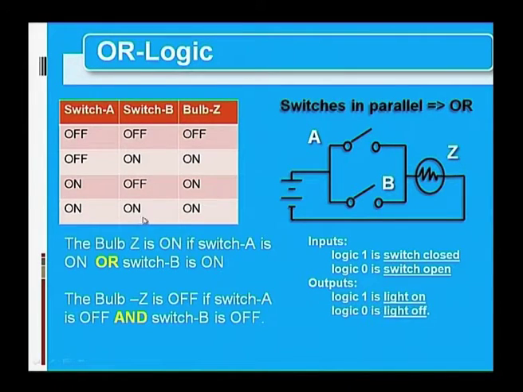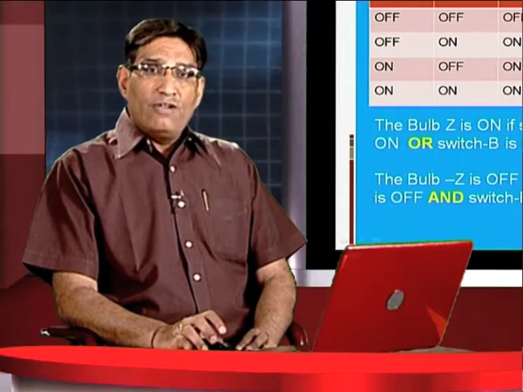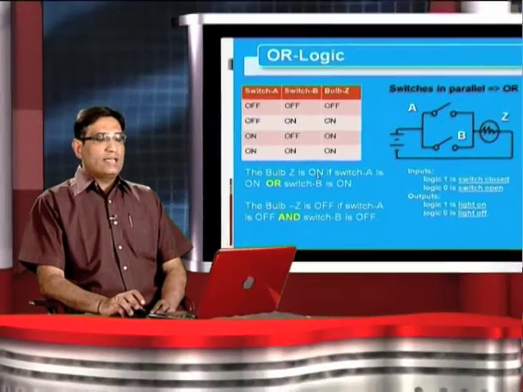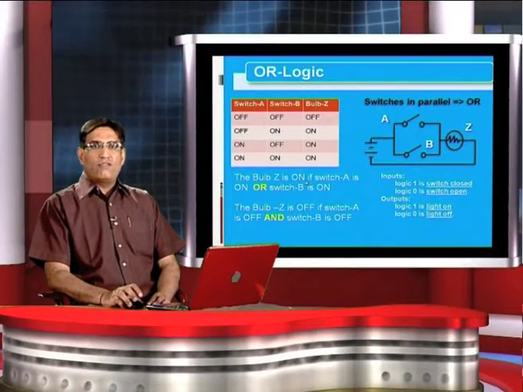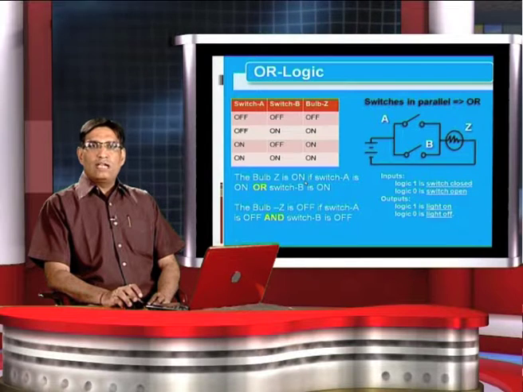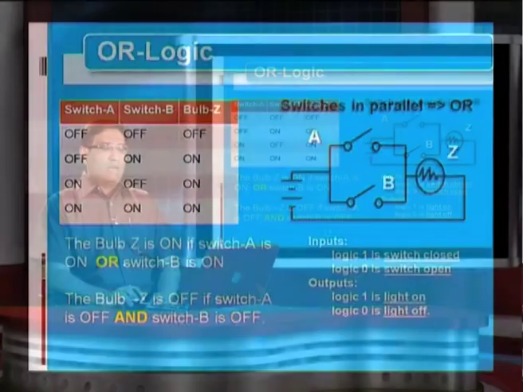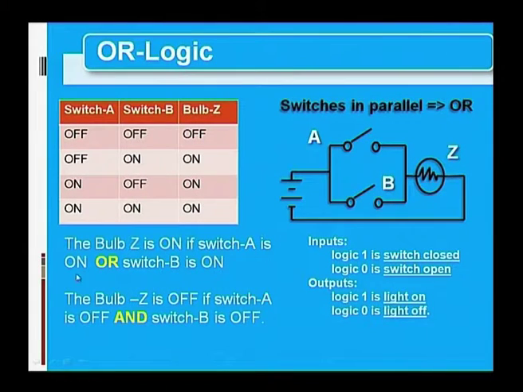If both the switches are on, then the circuit is completed by both the paths, and the bulb will glow. That means the bulb will glow if any one of the switches is on. So let us understand the two definitions, the first for positive, that is the true value, and the second for negative, that is the false value. We say that the bulb Z is on if switch A is on or switch B is on. The second definition says the bulb Z is off if switch A is off and switch B is off.